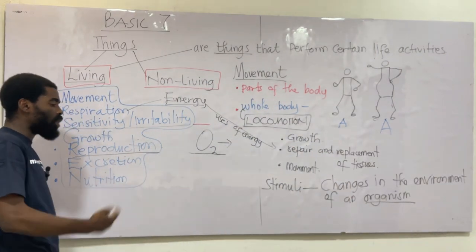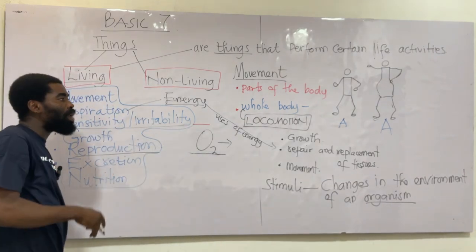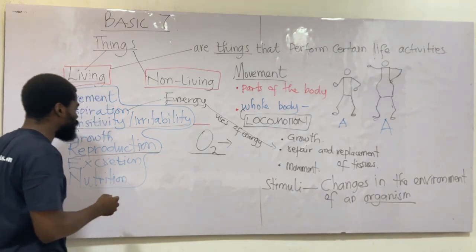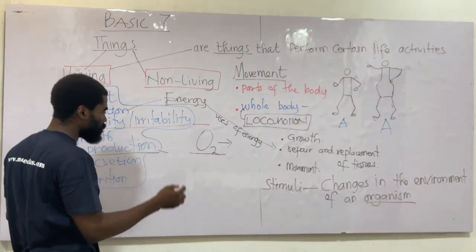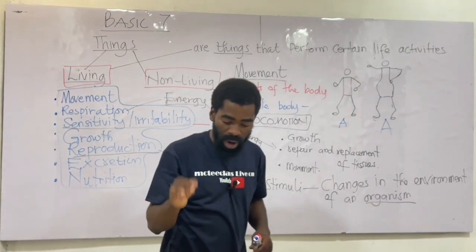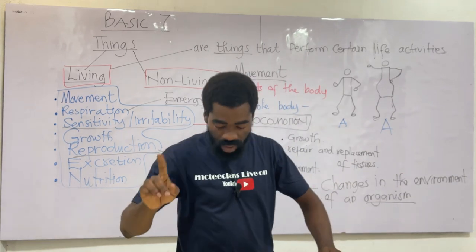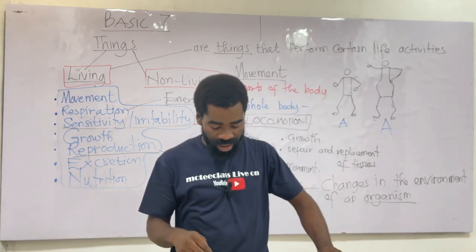Reproduce means bring forth another one of your kind. So reproduction means we are bringing forth young ones of our own kind. Reproduction is the process by which living things give rise to young ones, which we call offsprings, of their own kind. Very important.